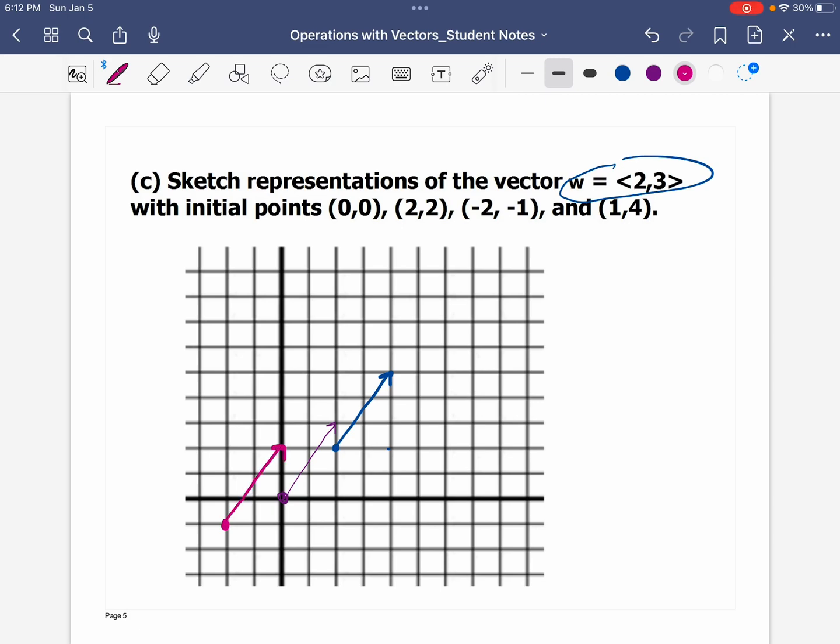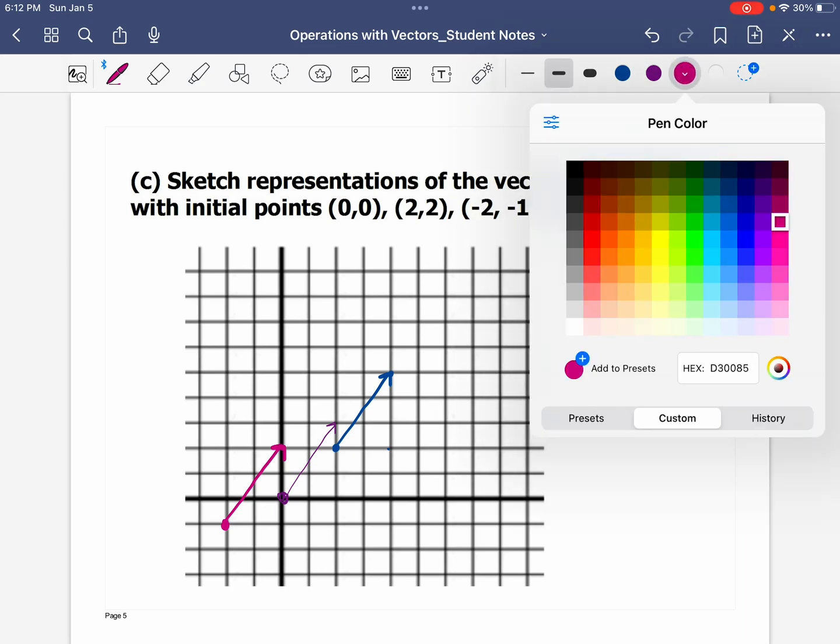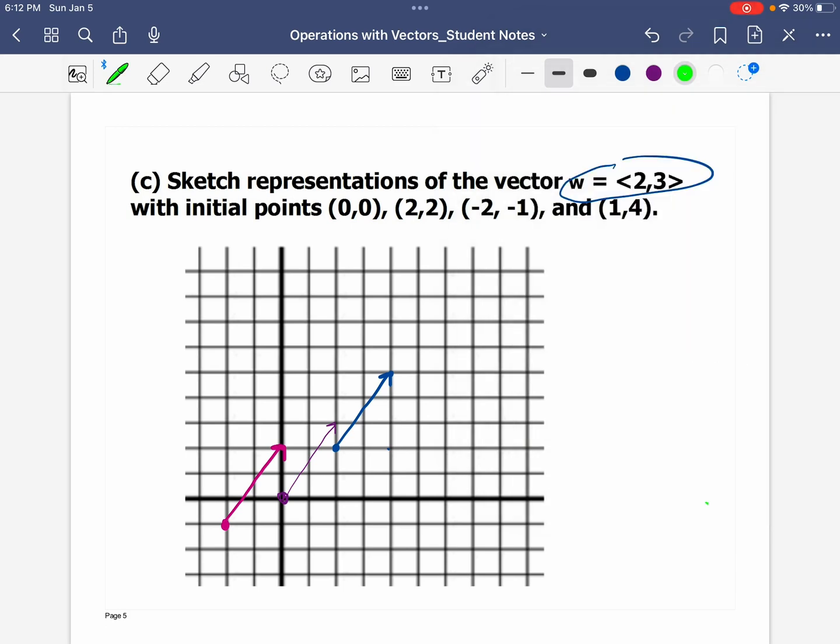And then the last one is going to start at 1, 4. And I'm going to go right 2 and up 3. So there is the same vector with different initial points. The purple one I did first would be one that we call is in standard position.